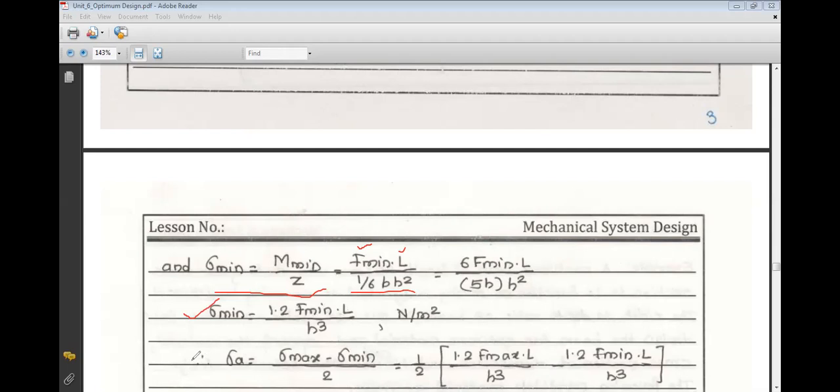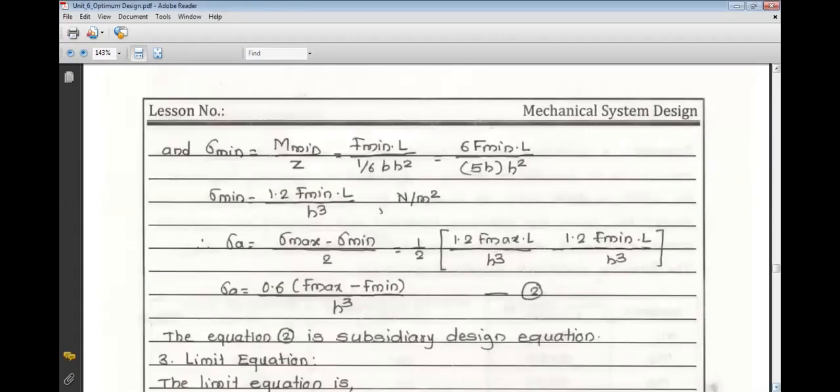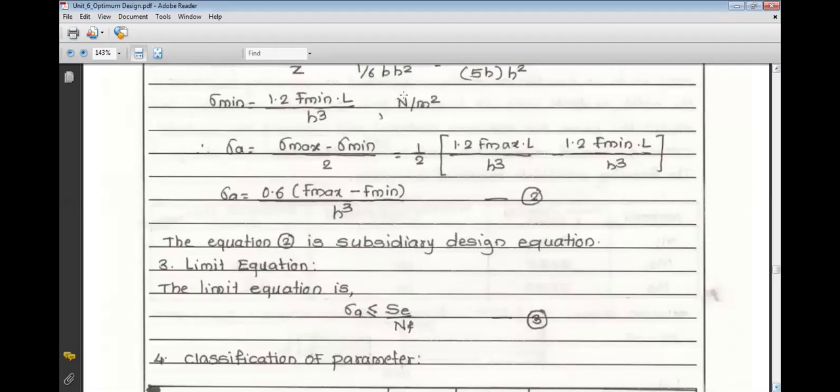Now next we have to find out sigma A. Now sigma A is nothing but the maximum stress minus minimum stress upon 2. So 1 by 2. Now the maximum stress value is 1.2 F max into L upon h cube, and the minimum stress value is 1.2 F minimum into L upon h cube. So after simplification, we get the value of sigma A, that is the subsidiary design equation.